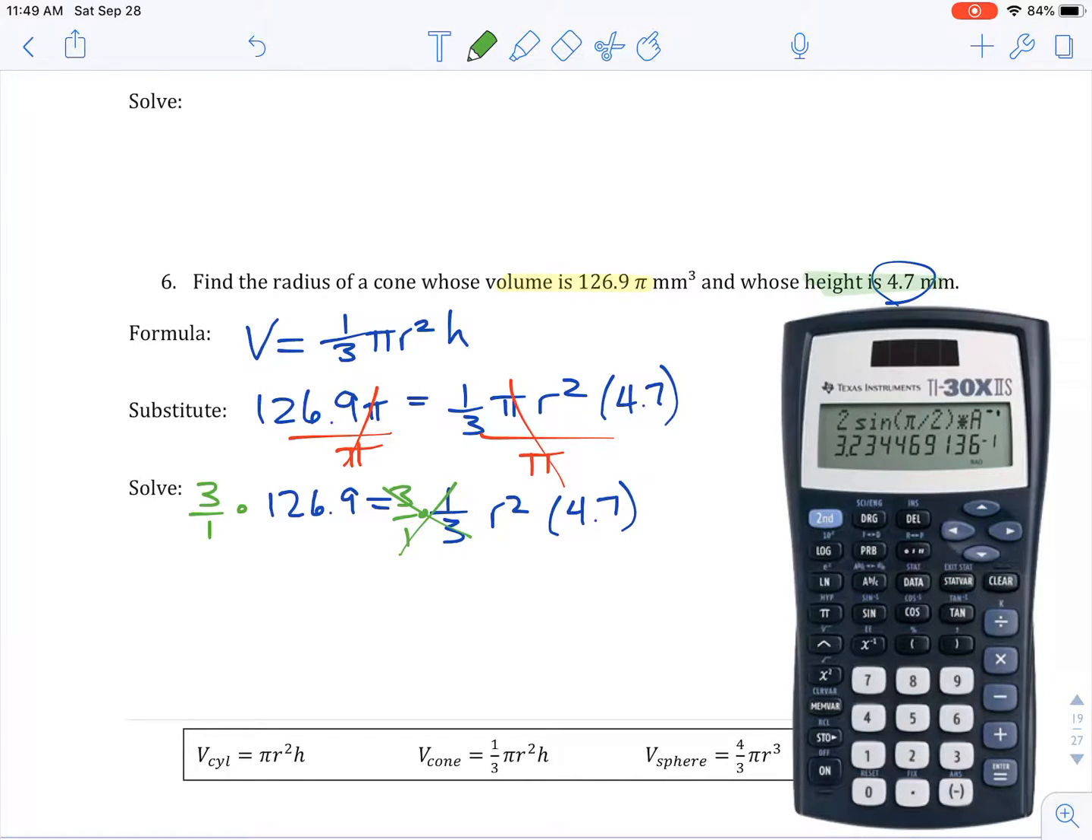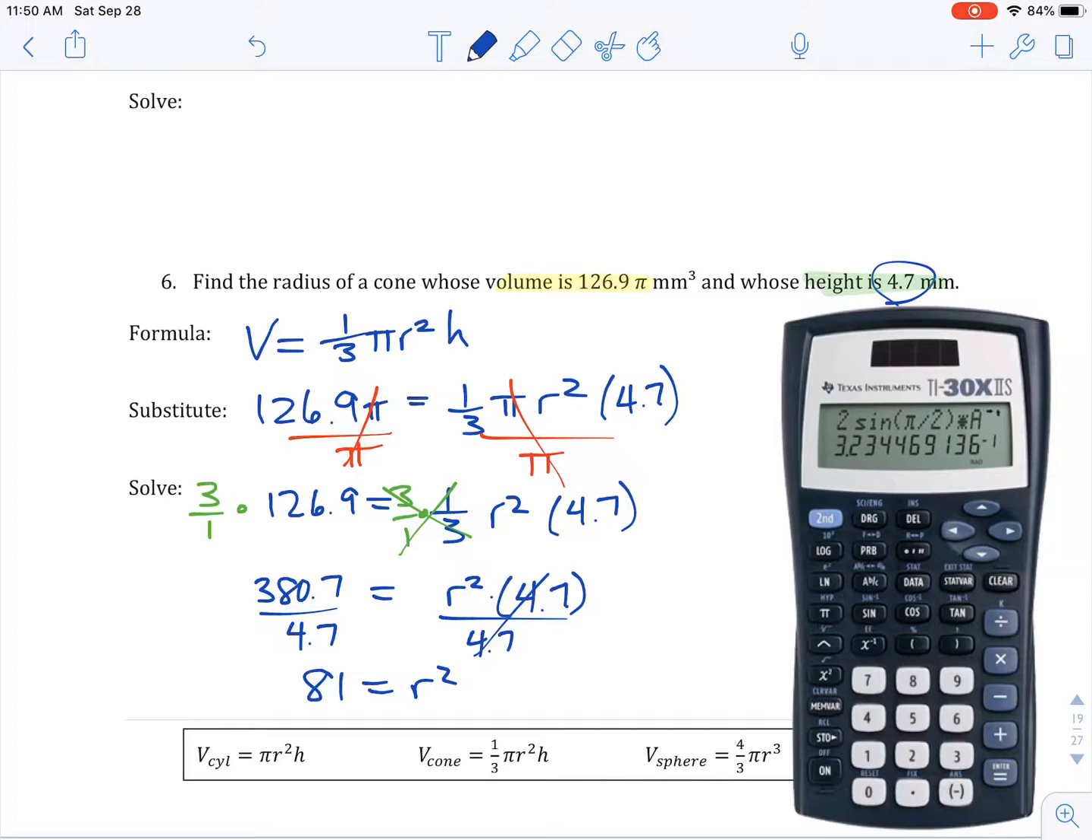So we do 126.9 times 3, and that gives us 380.7 equals. And the 4.7 being after the r squared is kind of weird, but I'm going to write it like that for now. We know because of the commutative property you could put that in front. Either way, we know this is multiplying, so we can divide by 4.7 on both sides here to get rid of the 4.7. That leaves us with 81 equaling r squared.